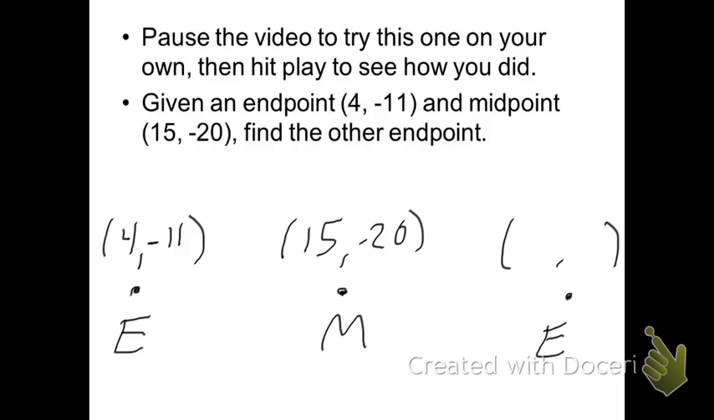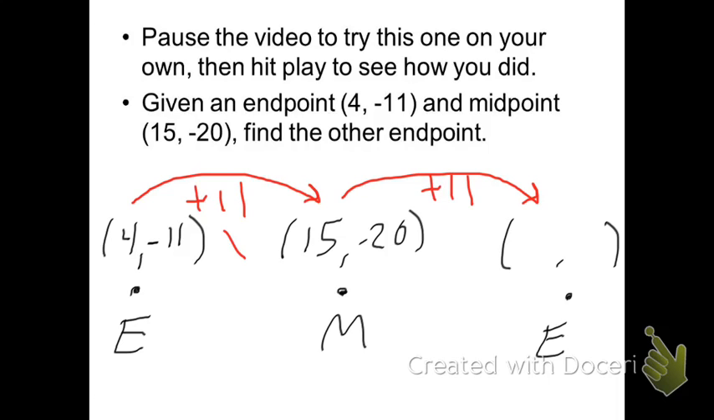So first, let's find the x-coordinate of our endpoint. So to go from 4 to 15, you have to travel positive 11 in the x direction. So that would be like you have to add 11 to 4 to get to 15. So to find the other endpoint, since 15 is right in the middle of 4 and the x-coordinate of our other endpoint, we have to add 11 again. See how these two numbers are the same each time? So 15 plus 11 would be 26. So that is the x-coordinate of our endpoint.